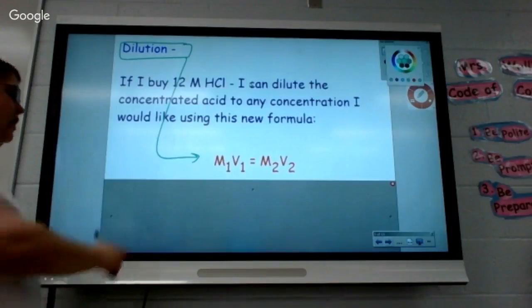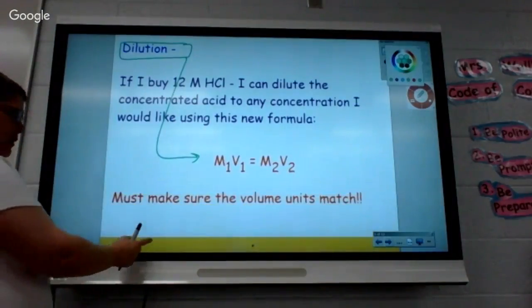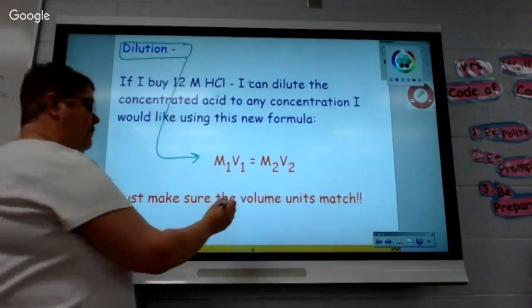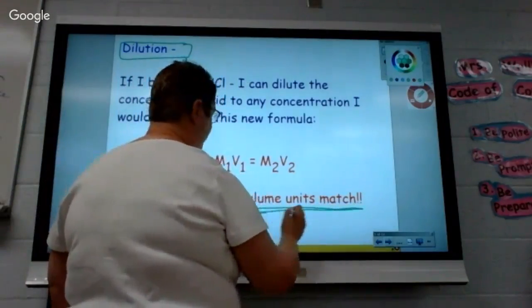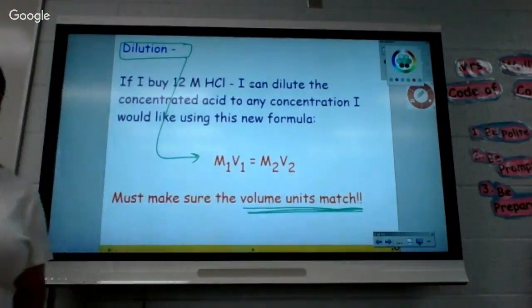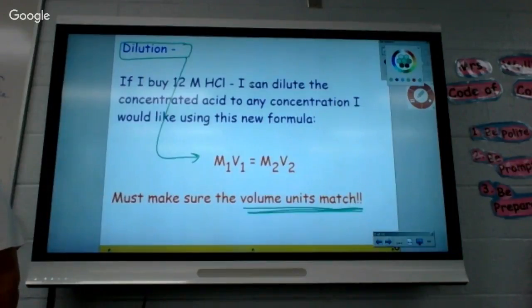Now, the only catch to this formula is the units have to match, just like the gas laws. Other than that, there are no requirements to this formula. The big M's are already going to match because they're going to be molarities. But the volumes just have to match. They can both be milliliters or they can both be liters. It doesn't make any difference as long as they match one another. You with me on that?